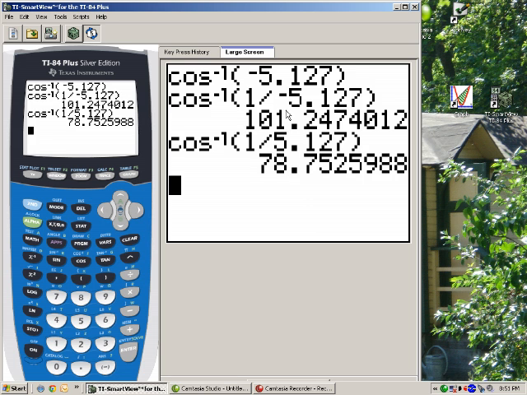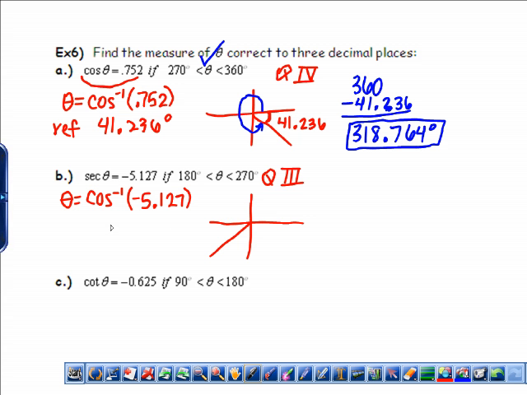Alright, so 101 is just your reference angle in a different quadrant. This is in quadrant 2, where cosine and secant are positive as well. We really want our reference angle to be acute. That's going to help us make the next step easier. Alright, so 78.753. And let's fix this mistake as well. So this was supposed to be 1 divided by negative 5.127.